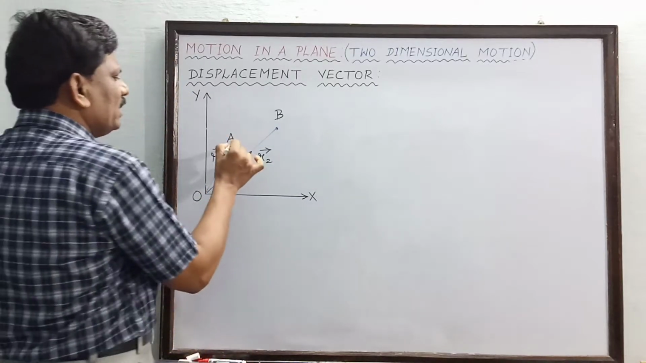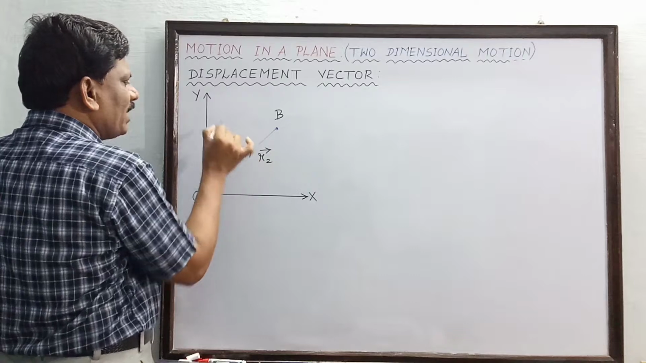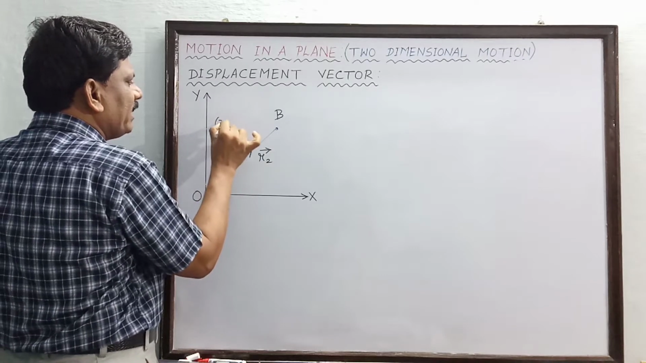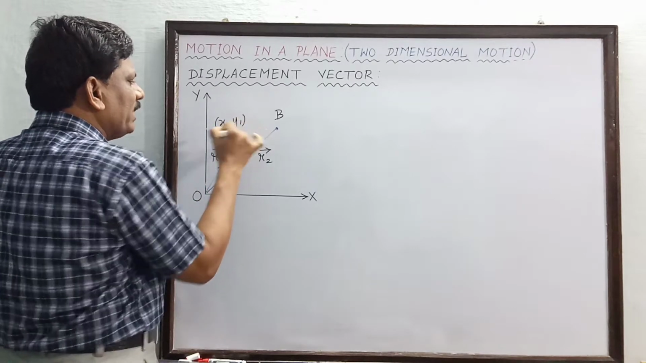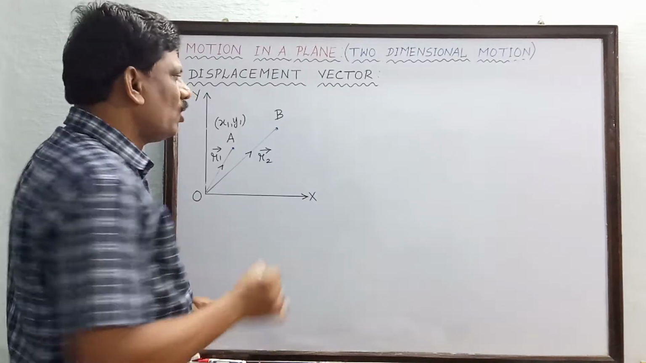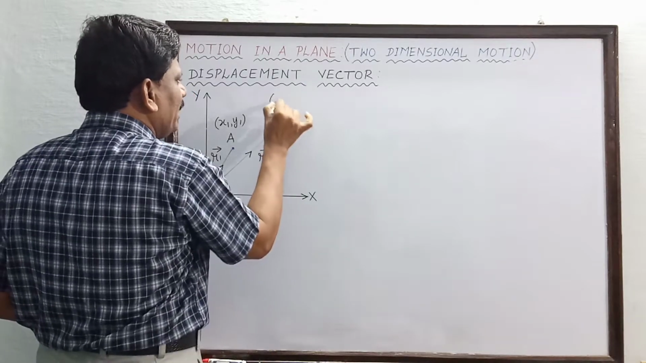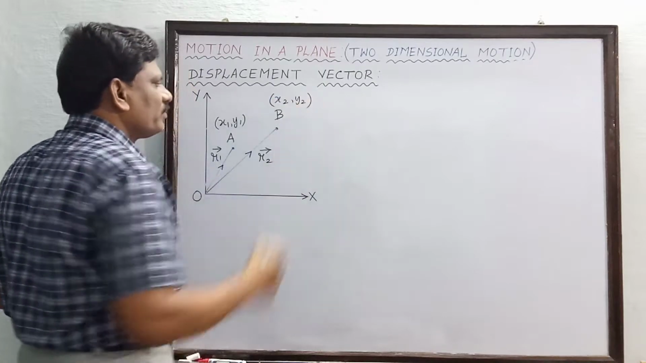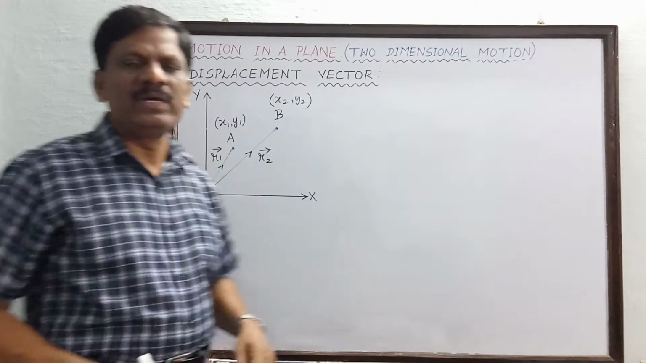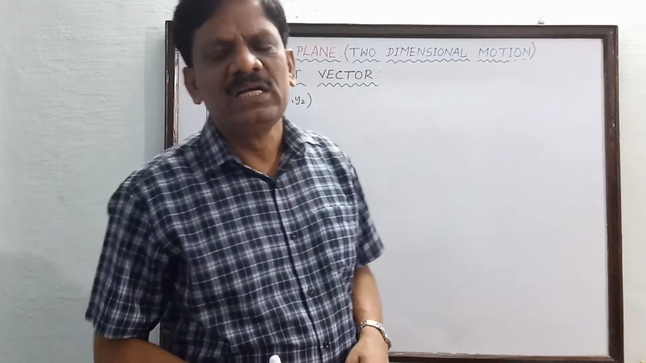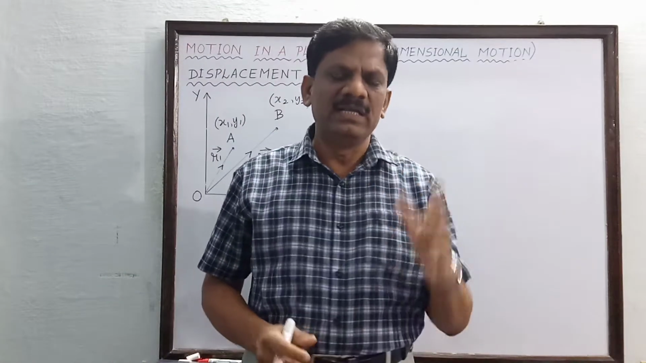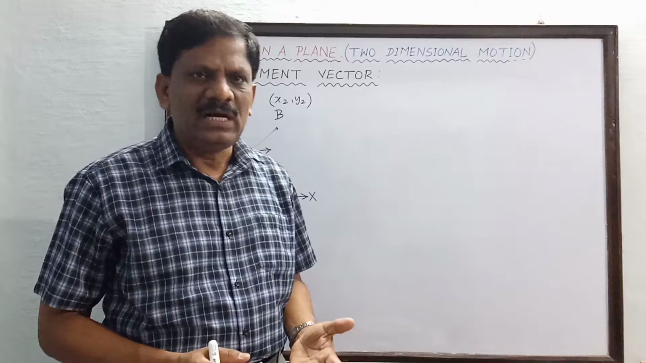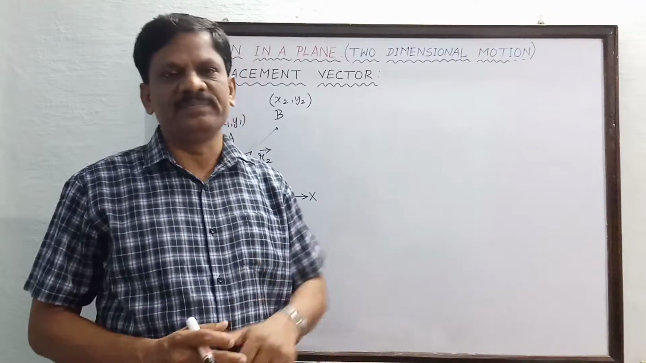Now, the coordinates of the particle at A are taken as x1, y1, and the coordinates of the particle at B are taken as x2, y2. So, these are the x and y coordinates of the initial point A at a time t1 and the final point B at a time t2 respectively.